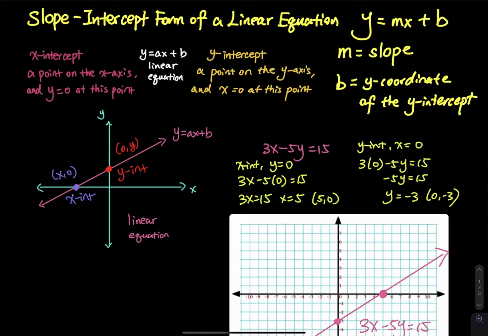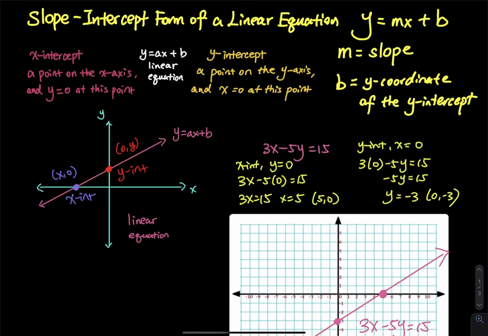In this video, I am going to discuss the slope-intercept form of a linear equation, y equals mx plus b, where m is the slope and b is the y-coordinate of the y-intercept. In the previous video, I already discussed the x-intercept and y-intercept. So we have a linear equation, we have a graph. Do you see that there is a pink straight line?